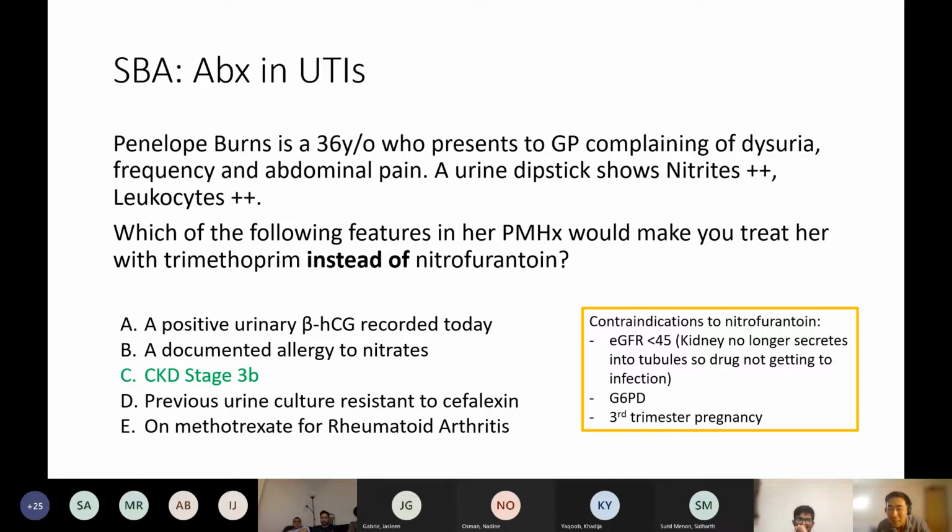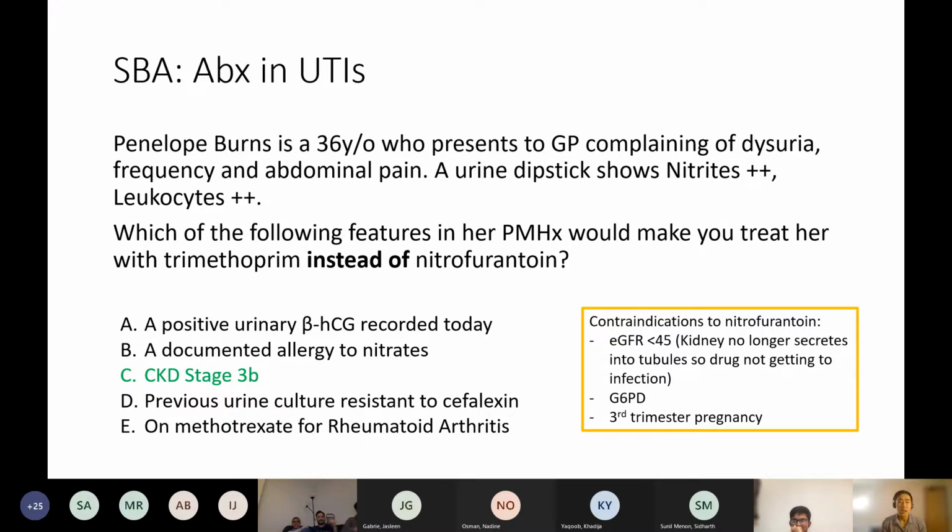Oh no, 25% of you made you cry. And then we avoid nitrofurantoin in the 3rd trimester of pregnancy because we're worried it might affect the baby who might have G6PD deficiency. So the fact that she's recorded a beta HCG, and I haven't said that she's obviously pregnant, I'm suggesting more early stage pregnancy. So you're fine to give nitrofurantoin in the 1st trimester. No one went for the documented allergy to nitrates.